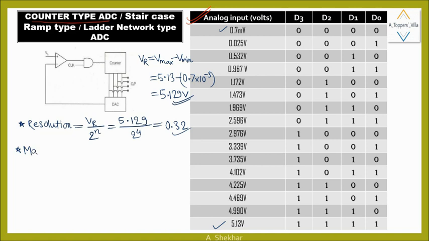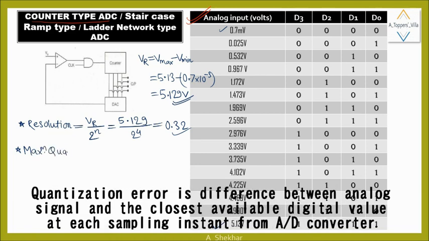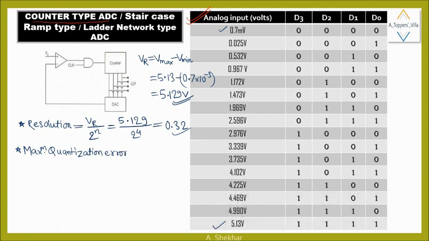We can also find maximum quantization error. So it can be calculated by plus minus resolution upon 2. So its value will be plus minus 0.16.